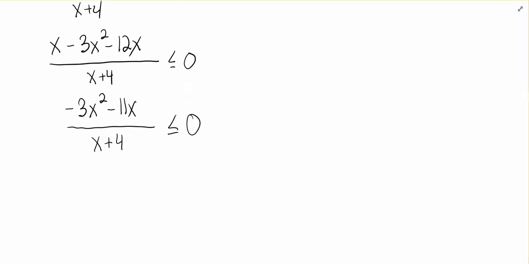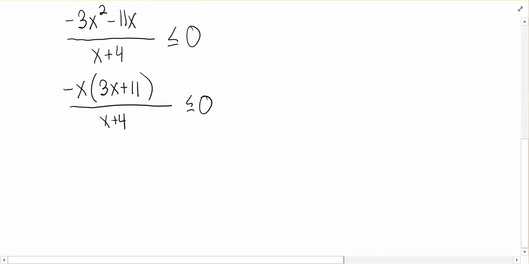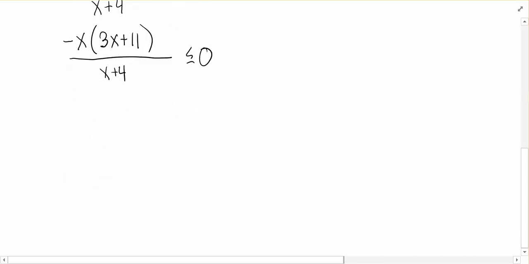And if I want to be a little bit tricky, I could go ahead and factor out a negative x from the top, which would leave me 3x plus 11 over x plus 4. All right, so I did a whole bunch of work to get this into a pretty form. Once I get this into the pretty form, it's just as easy as any of the rest then.